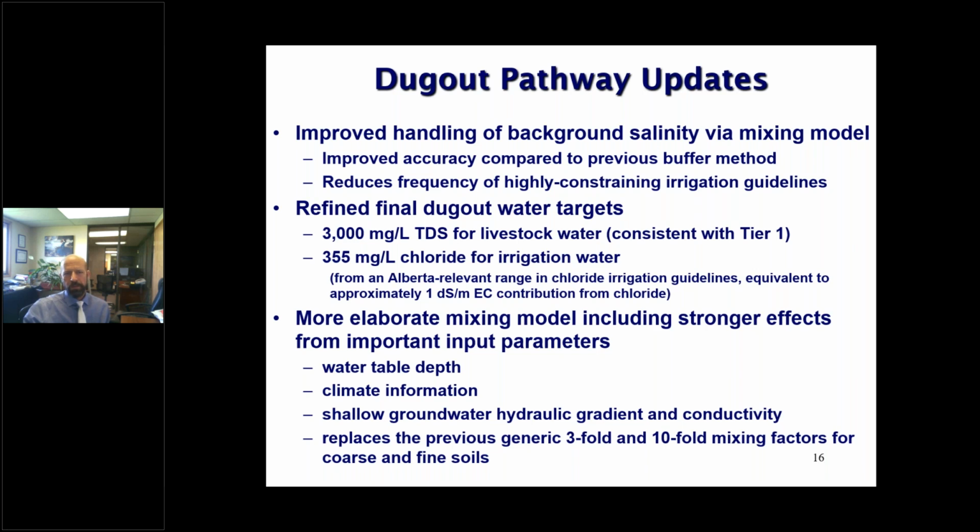The final end result of subsoil chloride guidelines on a milligram per kilogram basis are generally more relaxed than they previously were. They're higher, and it's due to one of the big things being a more elaborate mixing model, where the mixing into the dugout takes into account more effects like water table depth, climate, hydraulic conductivity, and gradient of shallow groundwater. And this replaces some previous assumptions, which were very rough, high-level assumptions of dilution of 3 or 10-fold, with something more calculated and robust.